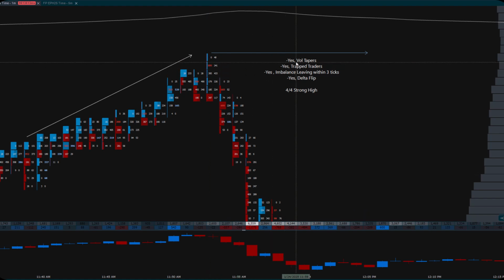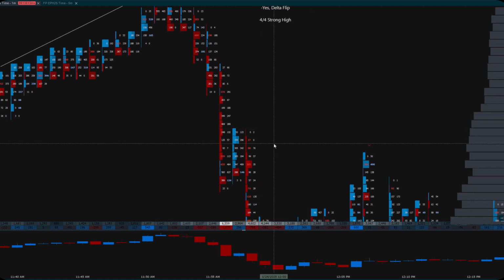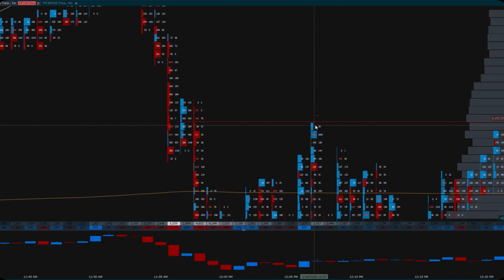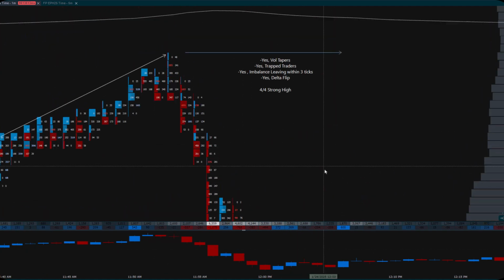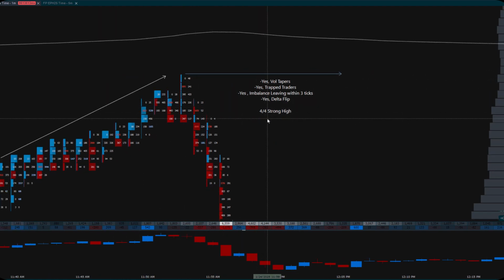So yes, the volume tapers off. Yes, there's trapped traders up here, and then there's an imbalance right after that in the first 3 ticks. So yes, there's an imbalance, and the delta does flip. You see we have positive, positive, and then we flip to negatives, and then it starts to get aggressive as we come in here, right? And then we start to play into these sort of imbalances, right, and continue our move further. But this is a strong high, so it met all of our criteria.